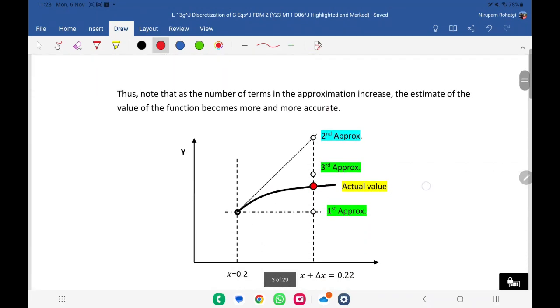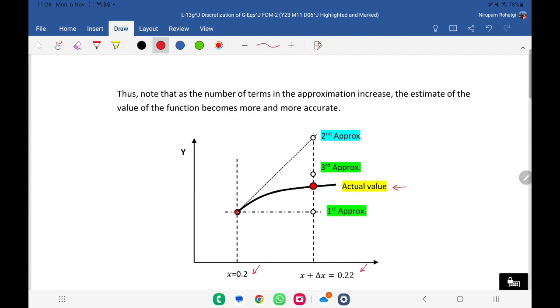Now this thing can be represented on a graph like this. Suppose this is your graph. This is x equal to 0.2 and this is x equal to 0.22. So in terms of this point, you want to find the value here. The actual value is this. Your function is moving along the dark line.